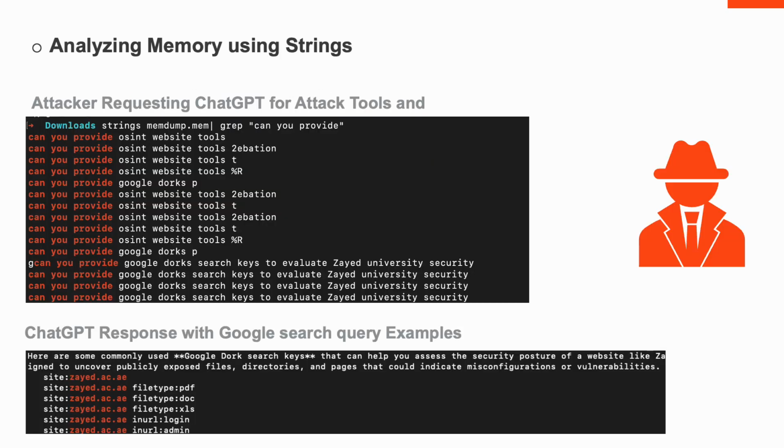Now we tried to look further using strings, and we identified the exact prompt used by the attacker, which says, can you provide OSINT website tools, or can you provide Google Docs search keys? And this is a clear indication that ChatGPT was utilized in this scenario. In the second image, we were also able to find the response to that exact query.